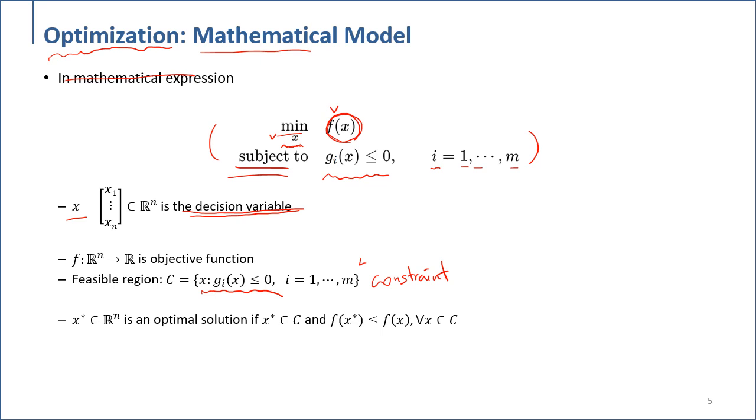As I mentioned earlier, there could be some constraint, or there should not be constraint. Constraint is kind of an option. So from this, we can formulate this optimization model as a mathematical form.